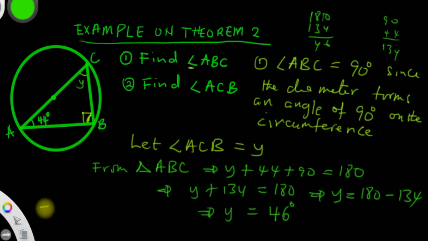So we can say that y is angle ACB. Hence angle ACB is equal to 46 degrees. So this is number 2.